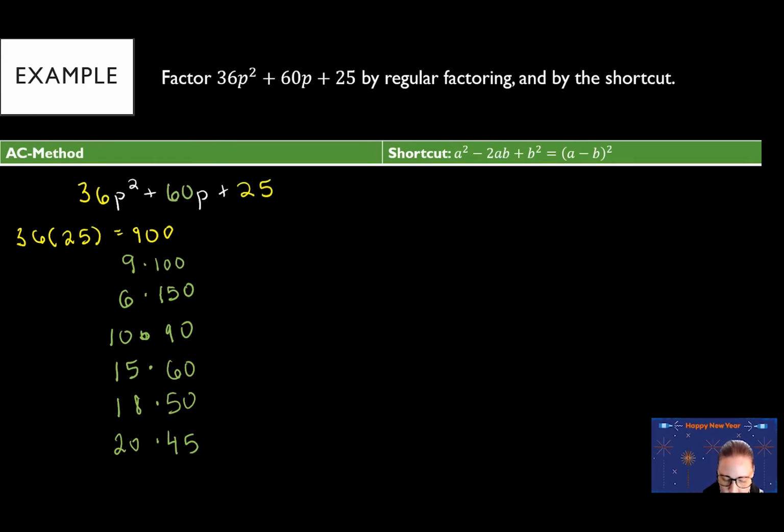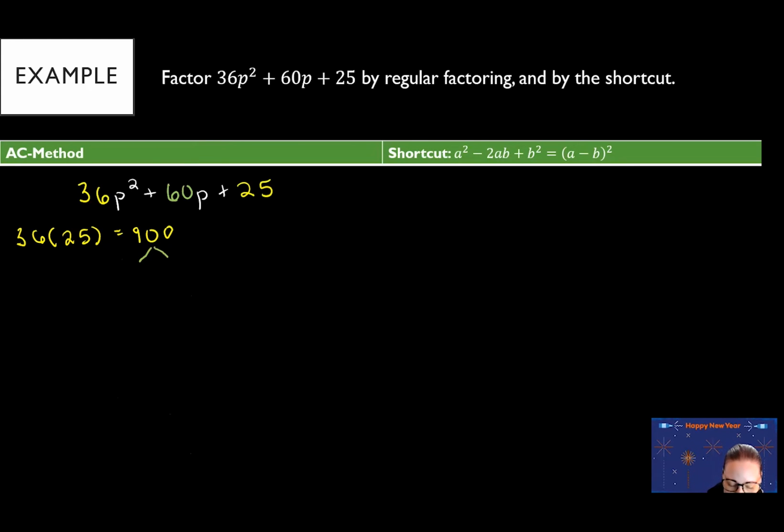And let's see, 25 times 36, that adds up to 61. That's going to be close, but that's not right. You keep going, and eventually, I'm going to erase all these things that I've tried, but eventually you're going to discover that the correct two numbers that you're looking for are 30 times 30. 30 times 30 gets you 900 and 30 plus 30 gets you 60.